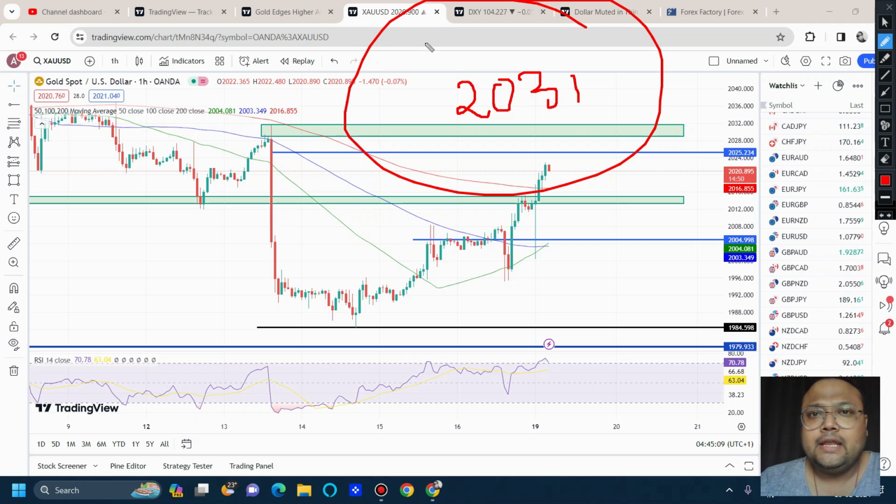Because for any trend reversal, we cannot rely on indicators. Indicators are not independent, they are mostly dependent on price. Price is the main thing. So we need gold above 2031, then only it will be a confirmation that finally we are having a trend reversal. But before the level of 2031, we have multiple resistances. So let's discuss one by one.